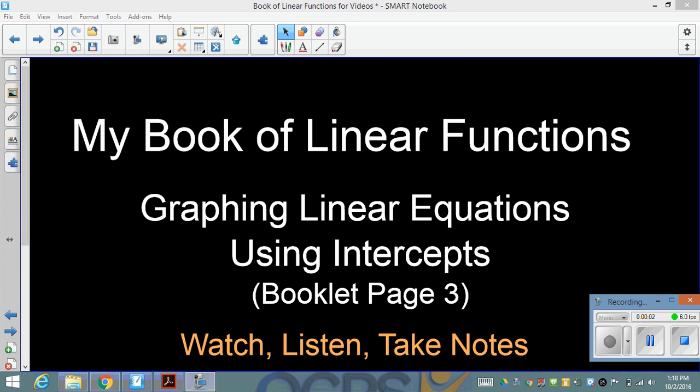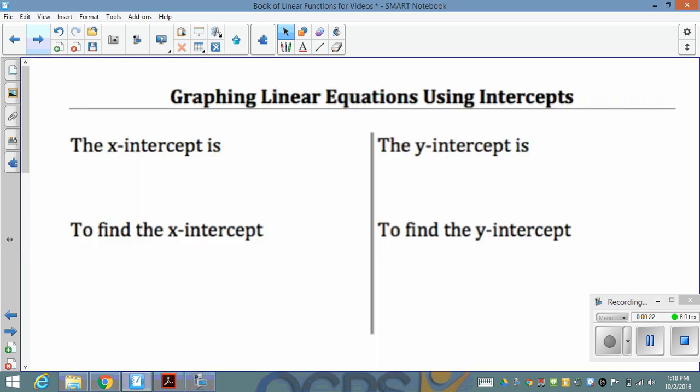In this video, we are going to talk about graphing our linear equations or our linear functions using intercepts. This is our second method for learning how to graph our linear equations, the first being the table of values. You are going to watch, you are going to listen, and you are going to take notes in your booklet on page 3. So let's start by defining what intercepts are.